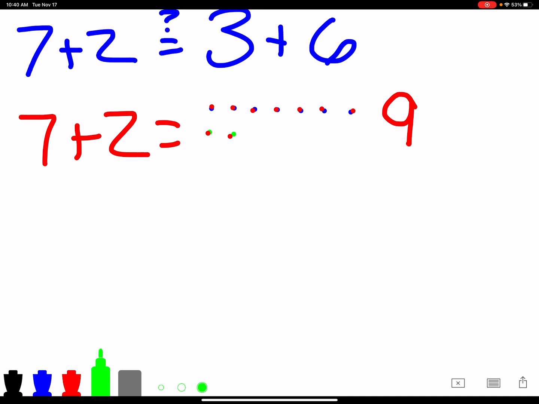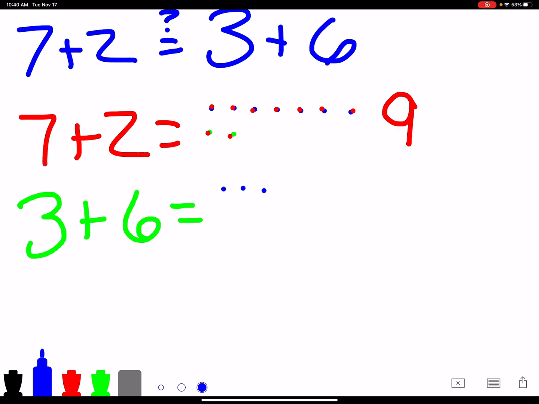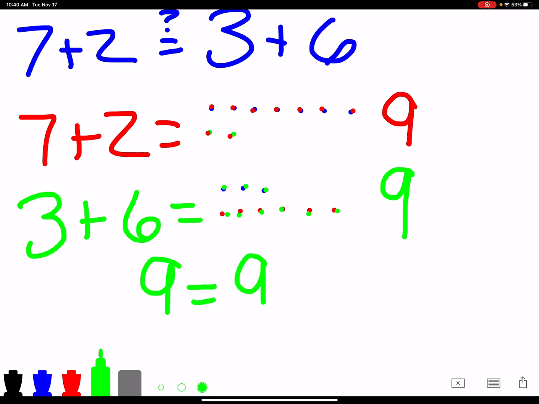Now in the second problem, we have 3 plus 6, another addition equation. So we have 1, 2, 3 as the first addend, and then on the second addend, we have 6. So let's count up to 6. 1, 2, 3, 4, 5, 6. So let's figure out how many total dots we have together to see if they match up with the first problem. We have 1, 2, 3, 4, 5, 6, 7, 8, and 9. We have 9. So yes, this is also true because we have 9 equals 9, and that will be true because they both are equal. Okay, now let's try one more.